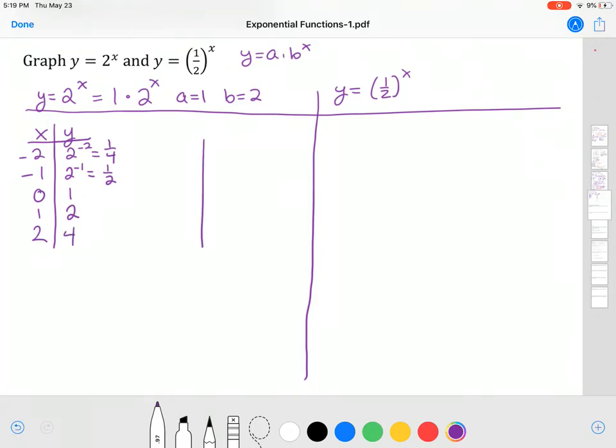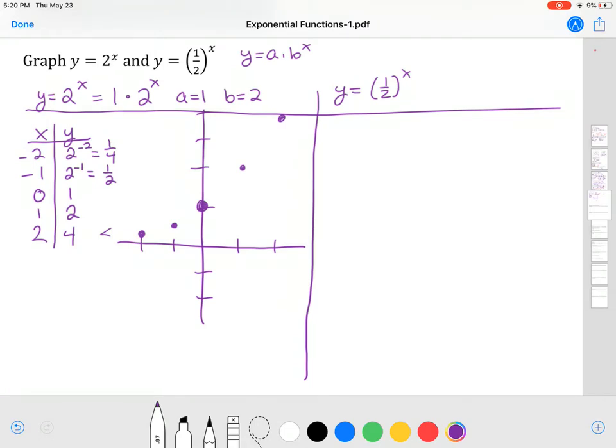So if I put this all together, okay, I have -2 and then 1/4. So somewhere right here. Then I have -1 and 1/2. So somewhere right here. And then I have the point 0, 1. And then I have the point 1, 2. And then I have the point 2, 4. I have to go up a couple more here. So my graph is going to flatten out here.